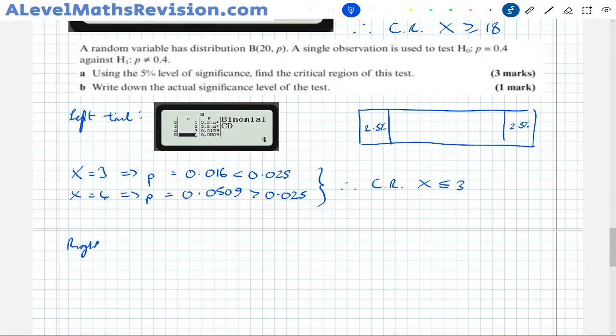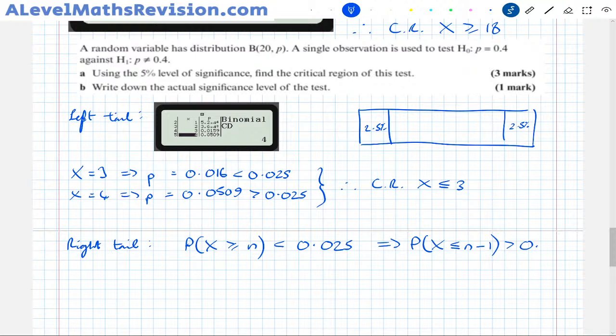Now let's do the right tail. So we want the probability of x being bigger than or equal to a value to be less than 0.025. And working all the magic we did before, we can see an equivalent statement: the probability that x is less than or equal to n minus 1 being bigger than 1 minus that, 0.975. And as I say, we proved earlier why that was the case.